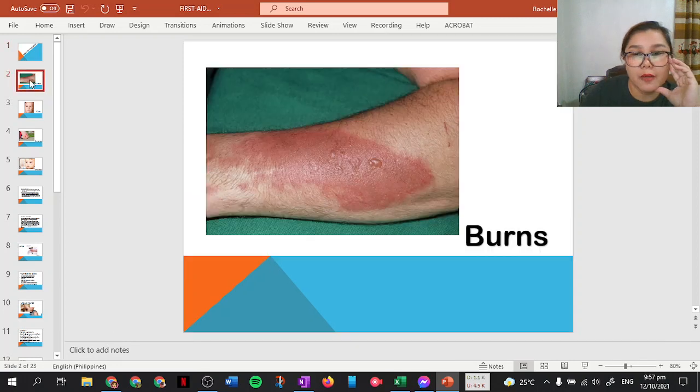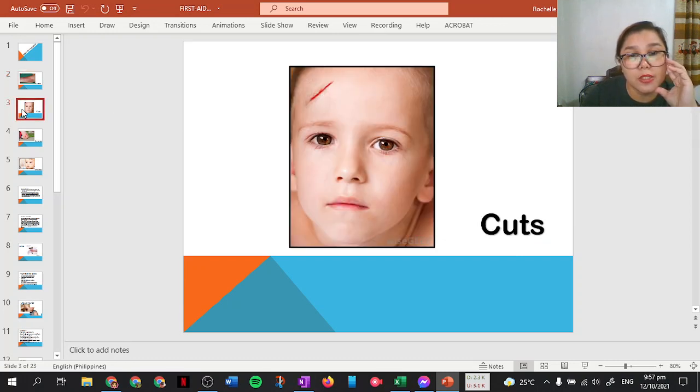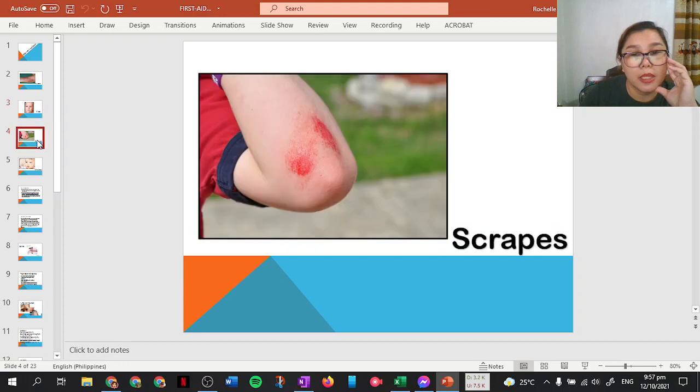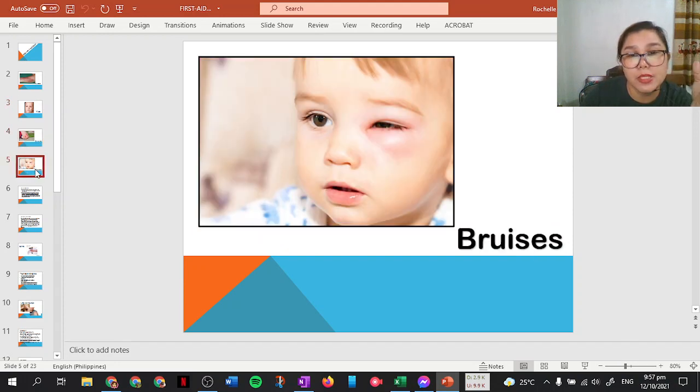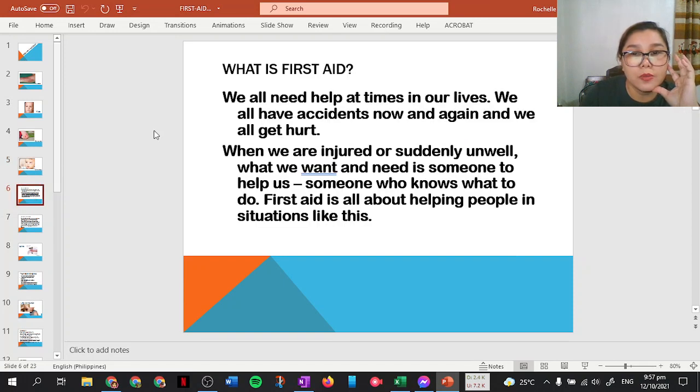Okay, so we have first burns, hindi ito included, pero also kids might encounter burns. Sunburn is included for this, or yung mga paso. So, sunod, cuts, and then scrapes, yung gasgas. Next, yung bruises, pabukol. So, I'd like to share some points not mentioned in the module.